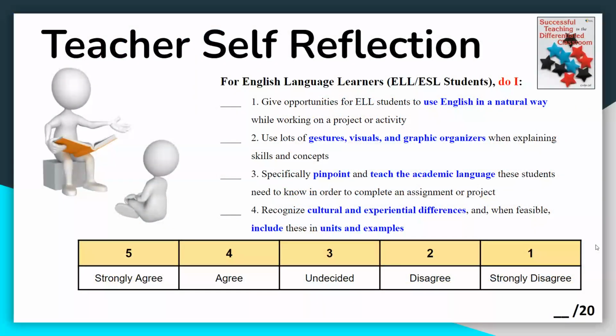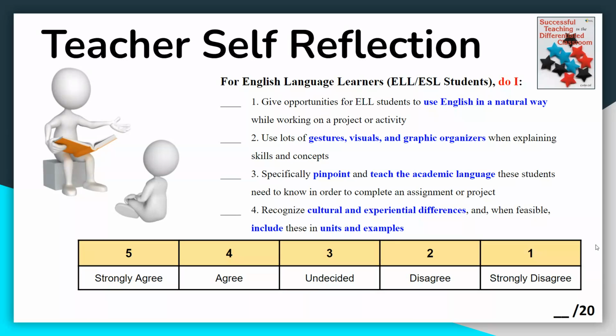And then this is a teacher self-reflection form for ELL learners. And so as an educator, we can say, do I give opportunities for ELL scholars to use English in a natural way while working on a project or activity? Do I use lots of gestures, visuals, and graphic organizers when explaining skills or concepts? And do I specifically pinpoint and teach the academic language these scholars need to know in order to complete an assignment or project? So are we intentional about teaching the vocabulary so that they understand what they're being asked to do?